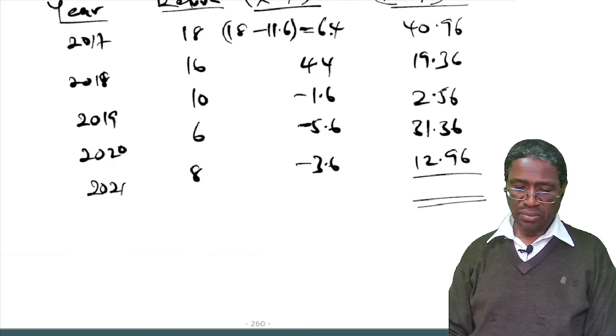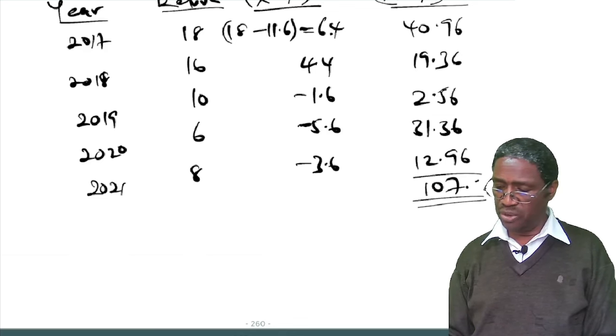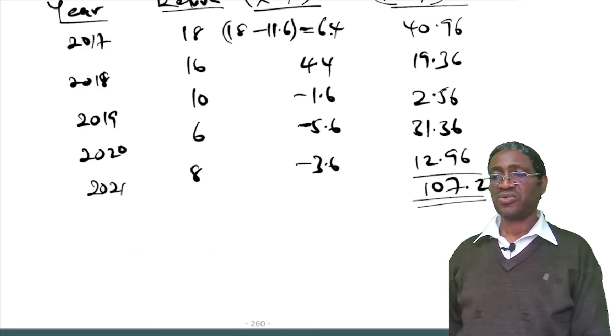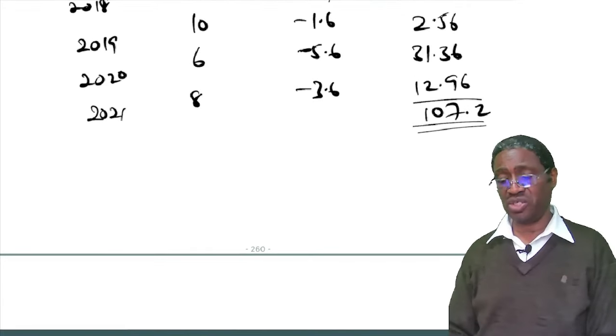40.96 plus 19.36 plus 2.56 plus 31.36 plus 12.96. That gives me 107.2. That being 107.2, now we can use it to get the standard deviation.